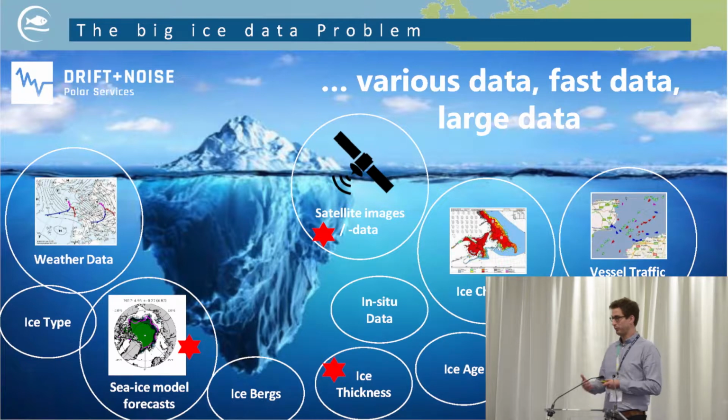The big ice data problem. Imagine you're on the bridge of Polarstern or any other ship. The screen of the navigation system doesn't tell you a lot, but you know there are all these data. There are weather data, maybe you have them on board. There are satellite images from several missions. There are ice charts available. There are even forecast models. There is vessel traffic data. Maybe there are other ships around. There's ice age information, ice thickness information. There is a lot of information available.